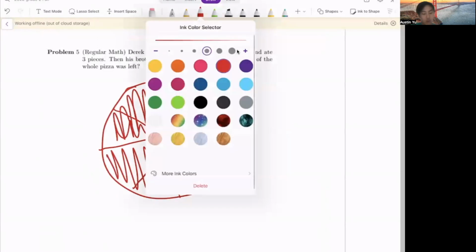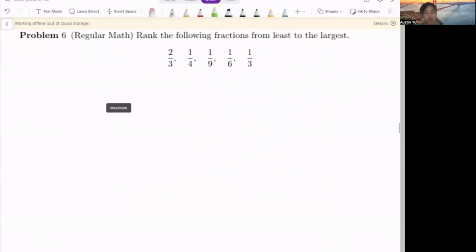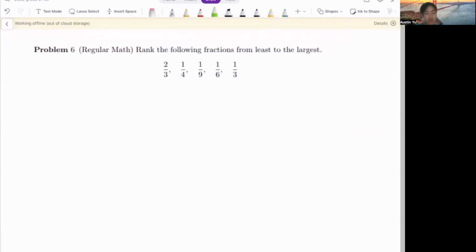So what fraction of the whole pizza was left? Well, 3 slices out of the 8 total slices that we began with. So it's 3/8. Problem 6. Rank the following fractions from the least to greatest.